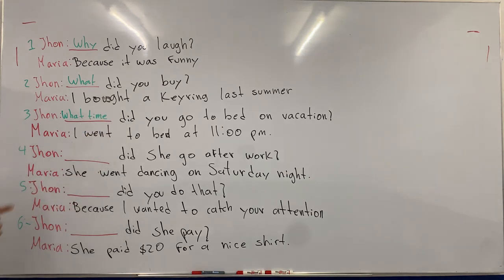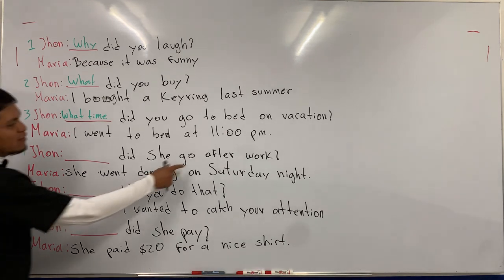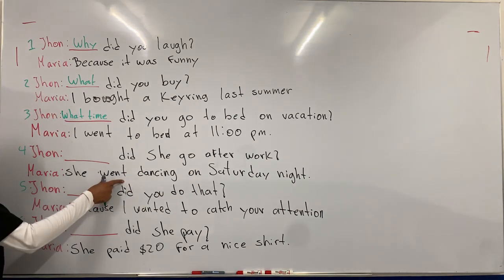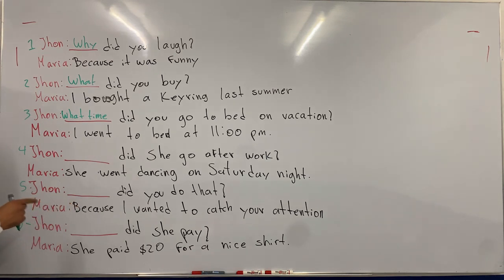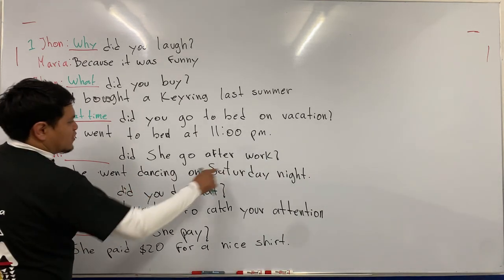What time did you go to bed on vacations? I went to bed at 11 p.m. The next, John. Did she go afterwards? She went, present past, right? Regular verb. She went dancing on Saturday night, right? In this case, what words do we need? For this, afterwards, I mean, she went dancing on Saturday.